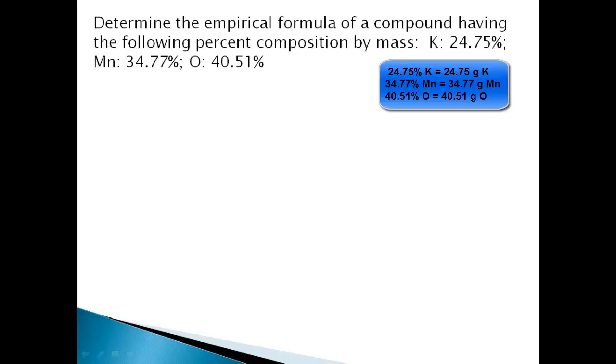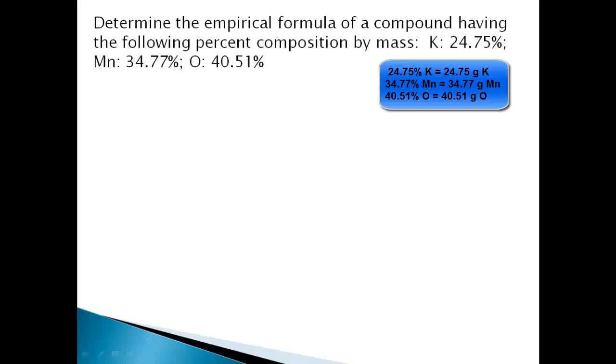So since there's 24.75% of potassium, there's going to be 24.75 grams of potassium. I do the same thing for manganese and for oxygen. Please note that all of these percentages add up to 100. They have to add up to 100 for this to make sense, and they always will. Now I have all of these elements in grams, and what I'm going to do is convert them to moles. You always convert to moles first, because that is how you find the smallest integer ratio of a compound, not through grams, only through moles.